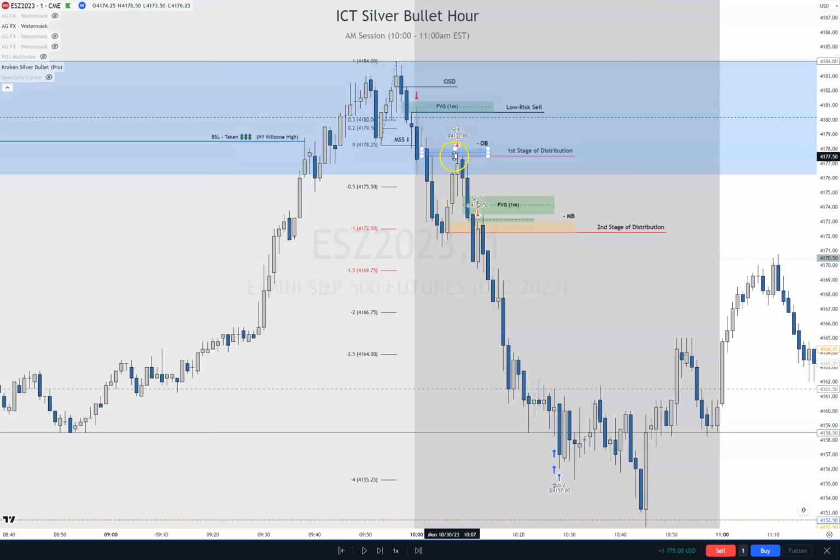We came up, and when it tagged us into that order block, that was our first stage of distribution. We took our sell there. We did pull our fib from the manipulation leg here, which is the high, to the swing low that took liquidity. And we got 2.5 standard deviations here and 4 down here. Well, in between these two was the New York kill zone low, okay? And that was where my target was.